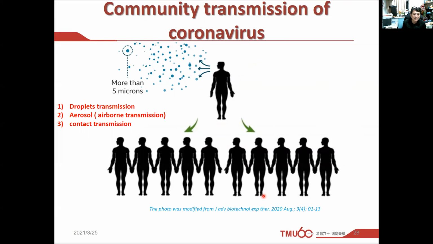where the droplet size is probably more than 5 microns. If the droplet of virus is very tiny, they go with the air, and we call that aerosol, airborne transmission. And the third one is contact transmission. So that's why the best way to prevent community transmission is to protect yourself and put on your mask. That's very important to make sure of your safety. And wash your hands routinely.